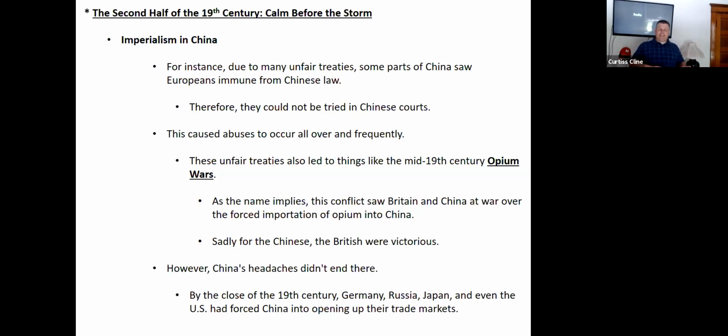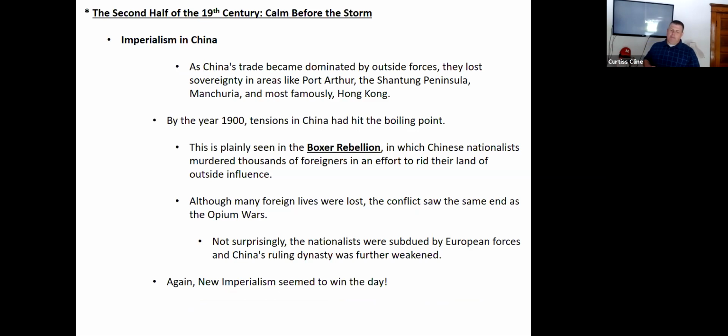By the close of the 19th century, Germany, Russia, Japan, and even the United States had forced China into opening up their trade markets. In other words, they couldn't focus on building up Chinese industry to sell to the Chinese people because those were diluted by already established industries that were flooding the market with their goods at low cost. So as China's trade became dominated by outside forces, they lost sovereignty in areas like Port Arthur, the Shantung Peninsula, Manchuria, and most famously Hong Kong, which they were forced to lease.